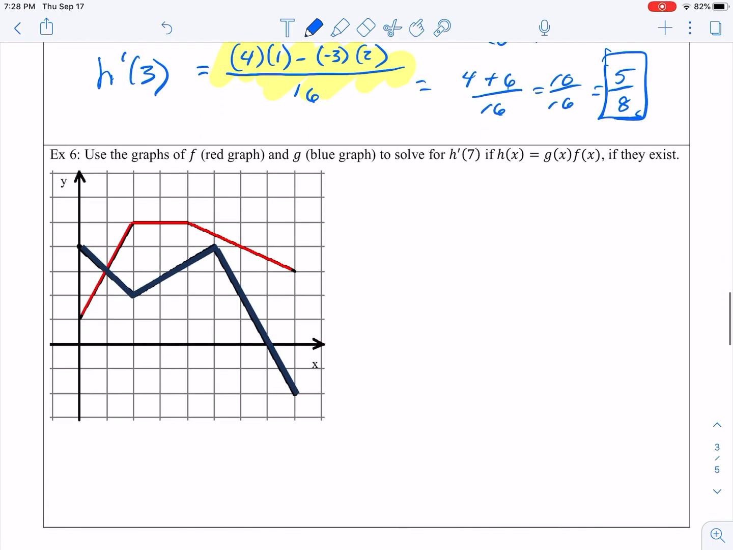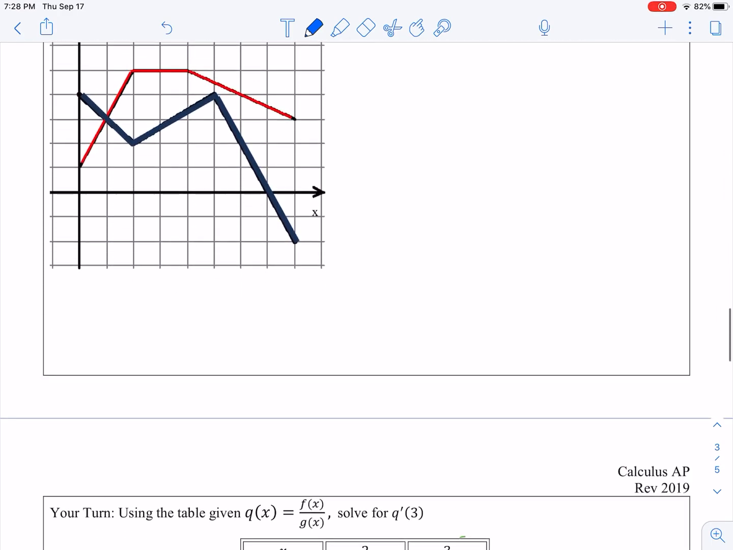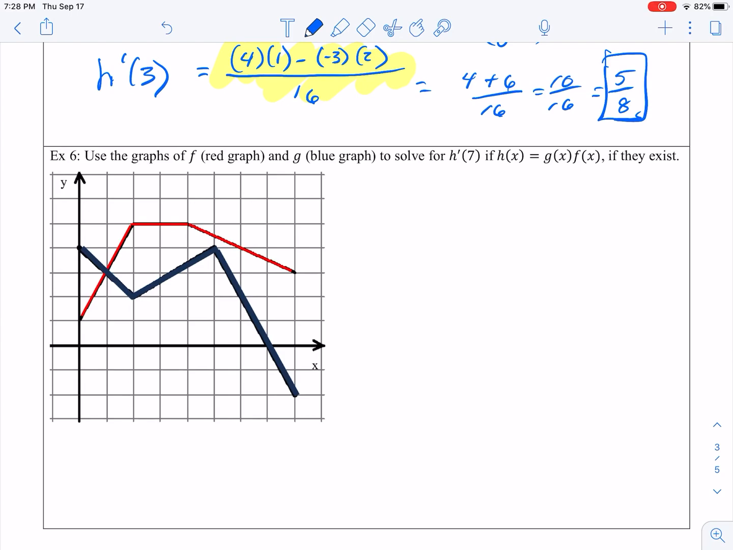Okay? We can do the same thing with this chart here. Okay? You have F is the red one, G is the blue one. They want H of 7 given it's a product. G of X, F prime of X, first times the derivative of the second, second times the derivative of the first, and you read them right off the graph. Okay? You need to know the slope. First place, what's G of 7? 1, 2, 3, 4, 5, 6, 7. What's G? Blue. G of 7 is 0.